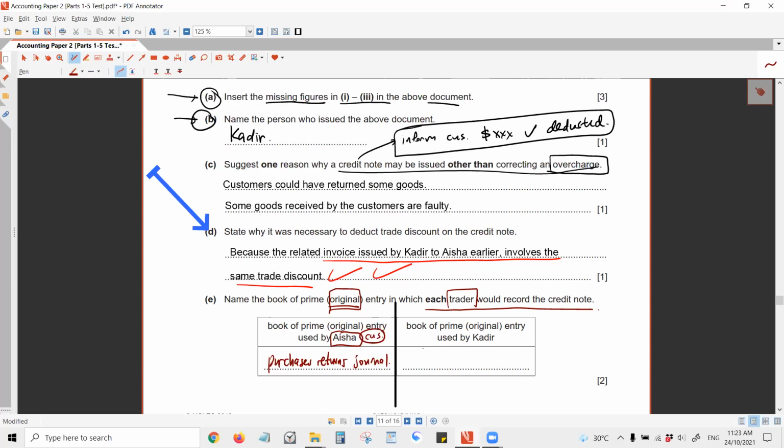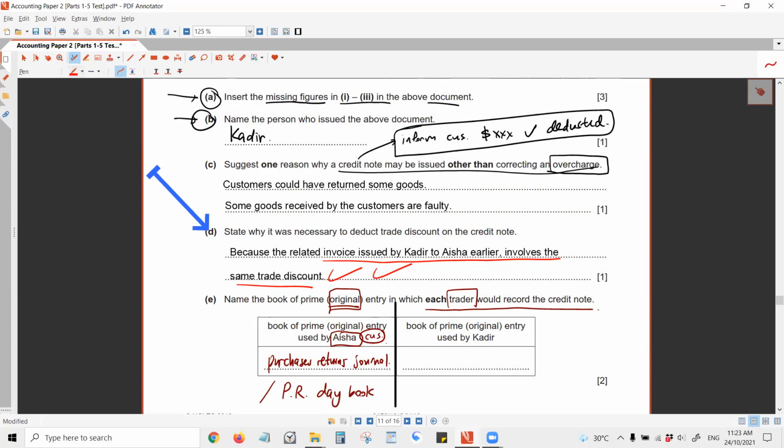Purchases returns journal. If you want to write the synonym instead, then it is purchases returns table. These two are synonyms, remember? It's in your part 4 if you cannot remember. Write either one only. I just show you another option.